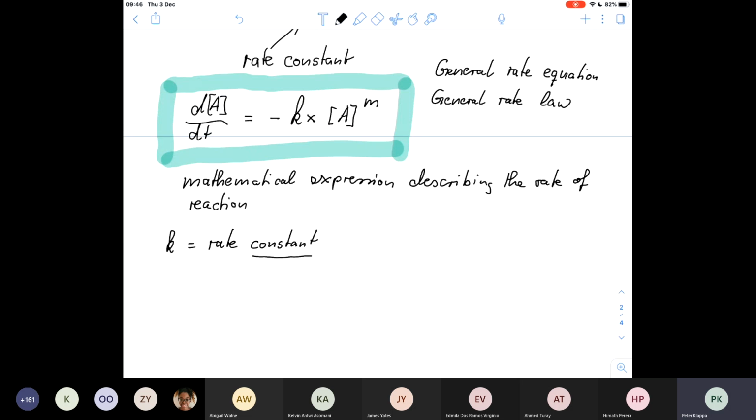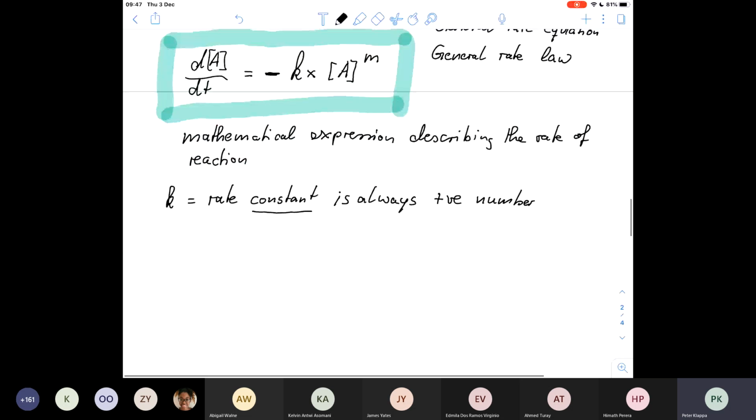The rate constant is always a positive number. It cannot be a negative number. A negative rate constant does not make sense. So whenever you get a negative number for a rate constant, you know that something is wrong. Don't confuse it. We still have the negative sign here that indicates the consumption, but K itself is always positive. Okay?